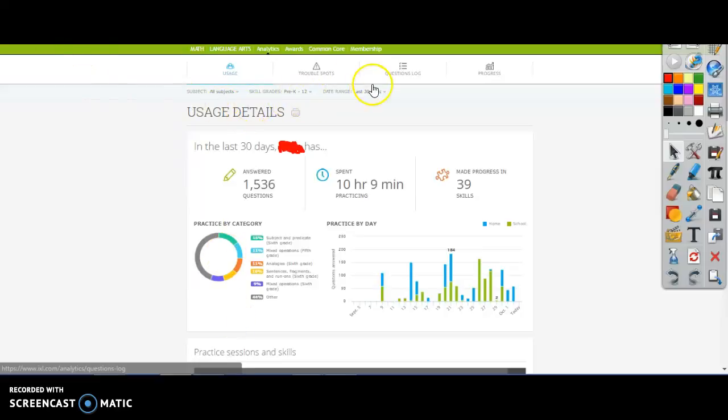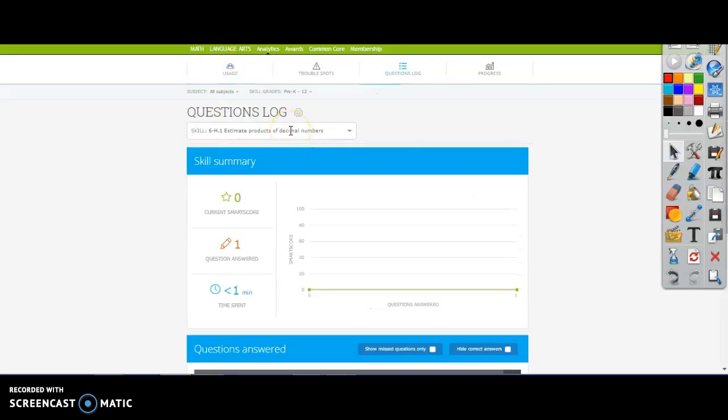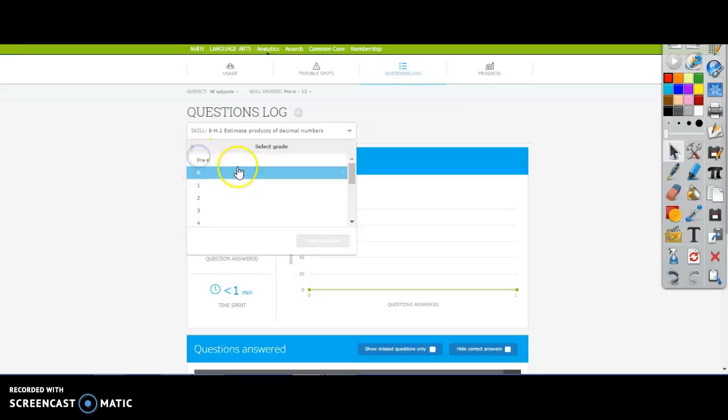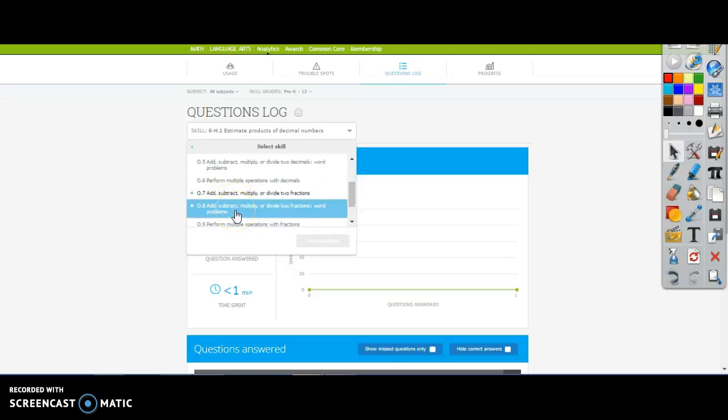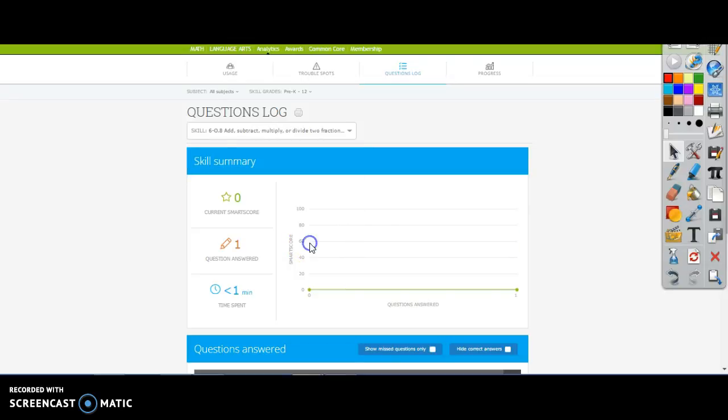It'll take you to this screen, and from there, you can click on Question Log to see the previous questions that you've done. All right, so from there, you're just going to scan for that skill. So for instance, here, let's say I'm looking at 6th grade. Let's take a look at the O's, the mixed operation ones. And let's take a look at O.8.